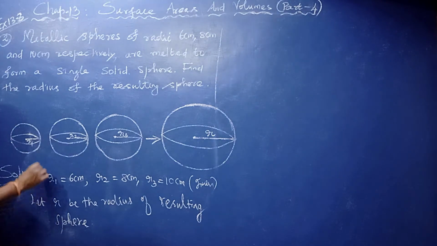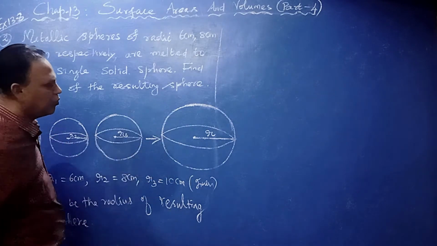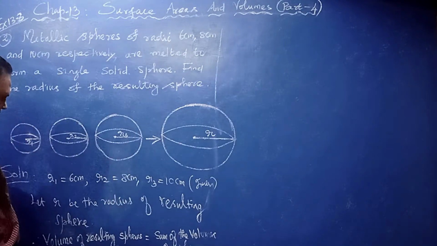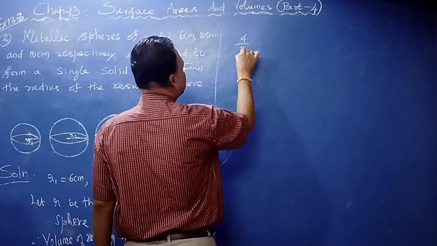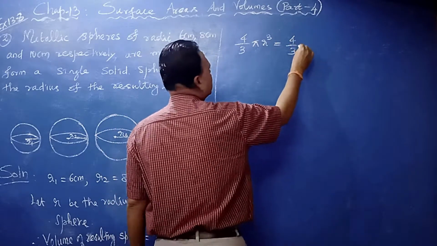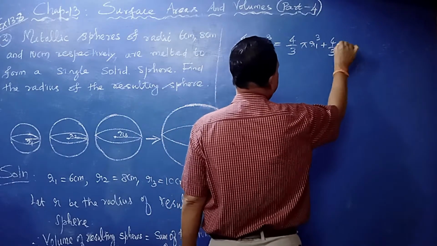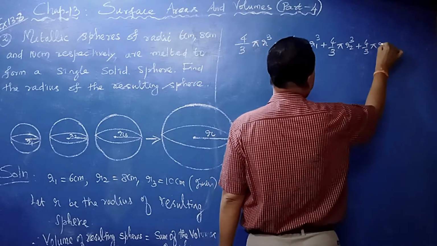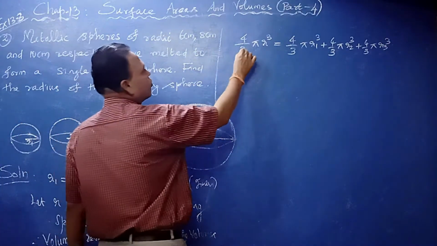Therefore, volume of this plus volume of this plus volume of this is equal to volume of this sphere. What is the resulting volume? 4/3 πr³ equals 4/3 πr1³ plus 4/3 πr2³ plus 4/3 πr3³.